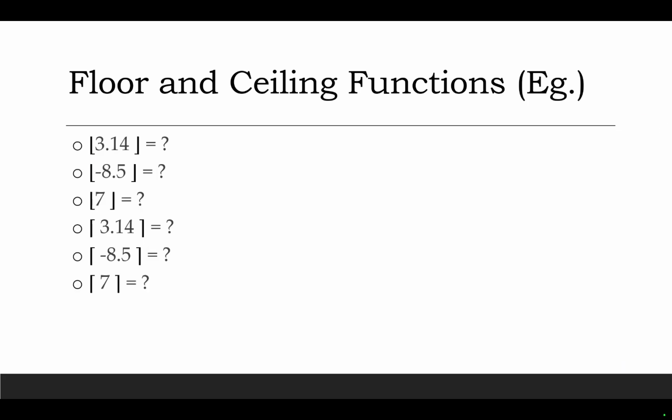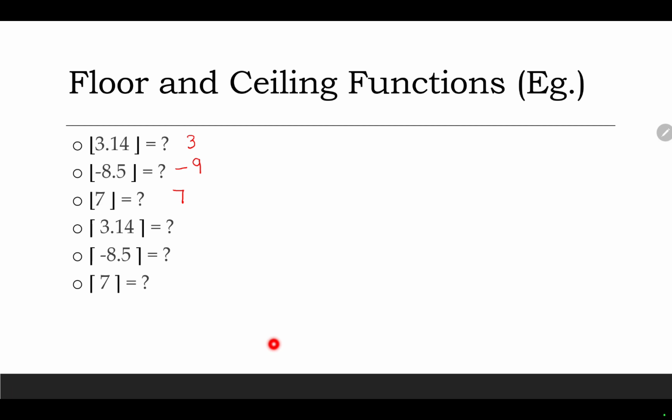So we will see some examples. Here I need to find the floor and ceiling for the given values. First the floor. The floor of 3.14, the value is 3, because as given in the definition, it is the greatest integer that is not greater than x. The next one, floor of minus 8.5, the value is minus 9. Then floor of 7. If it is only an integer, it means it is 7.